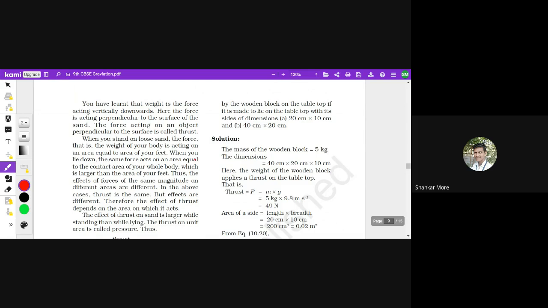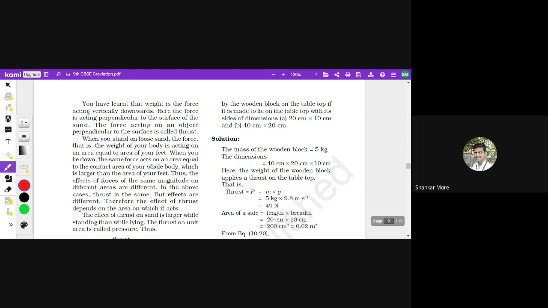So in the above cases, thrust is the same but effects are different. Therefore, the effect of thrust depends on the area on which it acts. Okay, thrust same hai, lekin the surface area is changing. So that's why thrust ka jo effect hai, that will be different. The effect of thrust on the sand is larger while standing than while lying.